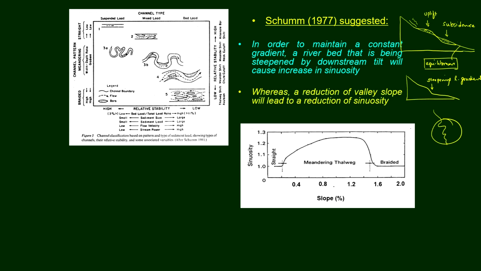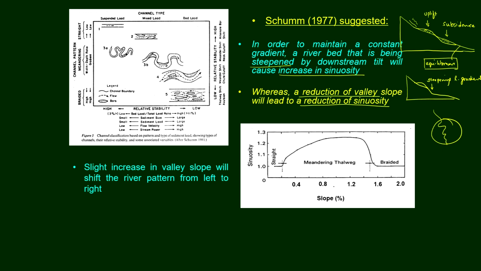Whereas, reduction in the valley slope, when we say reduction, that means we are uplifting the area. So, this means the steepness of this profile has reduced, and that will reduce your sinuosity. So, here steepening increases the sinuosity and reduction in valley slope will reduce the sinuosity. This is also experimentally proved, and a slight increase in valley slope will shift the river pattern from left to right. So, this has been for this pattern.